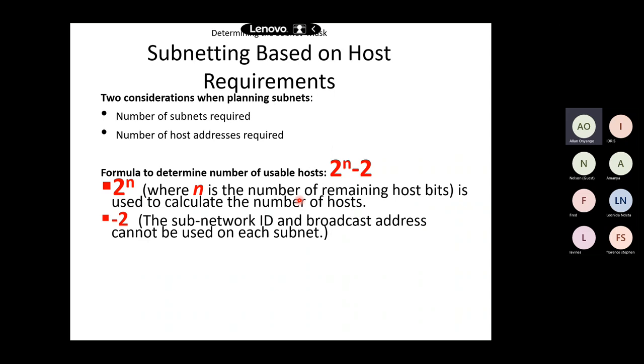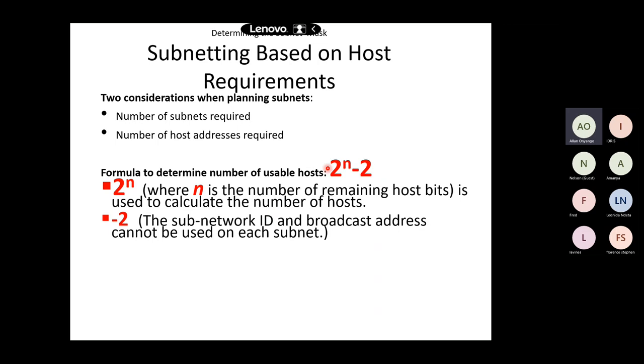Now, since we are calculating the number of hosts, we want to define each of these two terms. So 2 power n, n is the number of bits remaining after reserving. After you reserve, the number of bits remaining after reserving is the n there. N is the number of bits remaining after reserving.